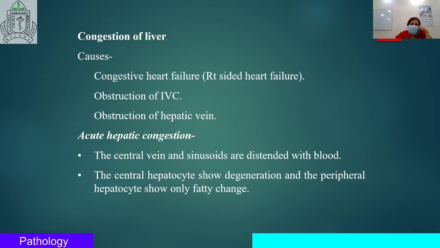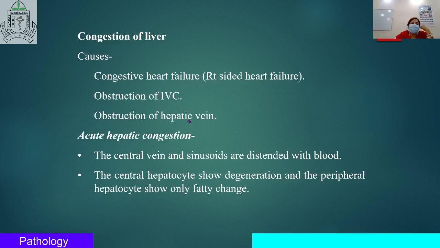Now, in the liver, why does congestion develop in the liver? Congestive cardiac failure or right heart failure, obstruction of the inferior vena cava, obstruction of the hepatic vein.